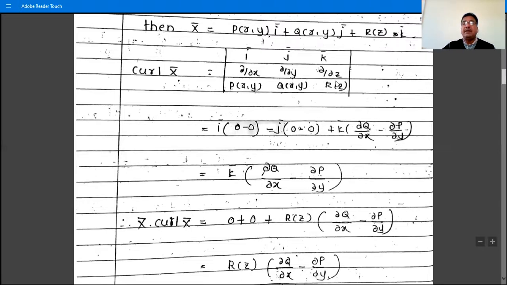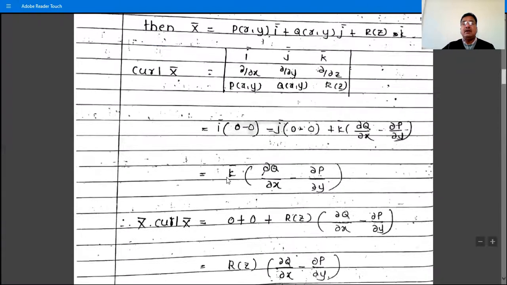Minus j divided by x of rz is again 0, and divided by z of pxy is again 0, and then plus k times the partial of this. What is it? Either it is ∂q/∂x, and this is ∂p/∂y, because p and q are functions of x and y. Then what do we have?